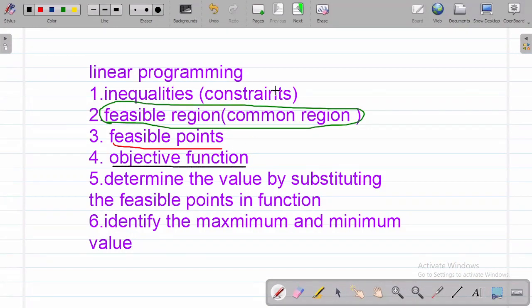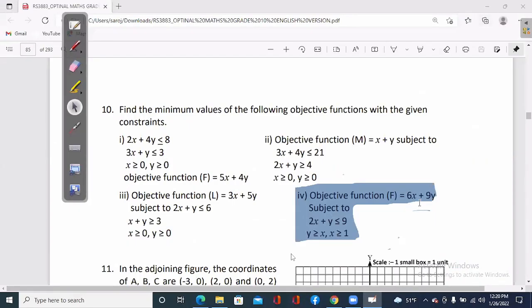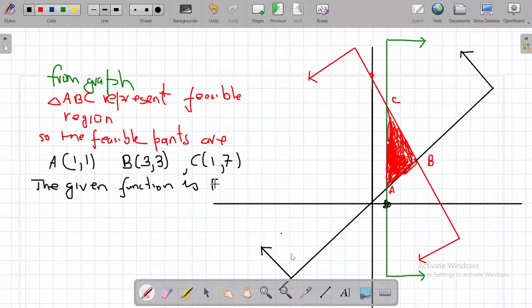Now the objective function. The given function is, let me see, F equals 6x plus 9y. Okay, now I copied the function 6x plus 9y. This is the objective function which is given.